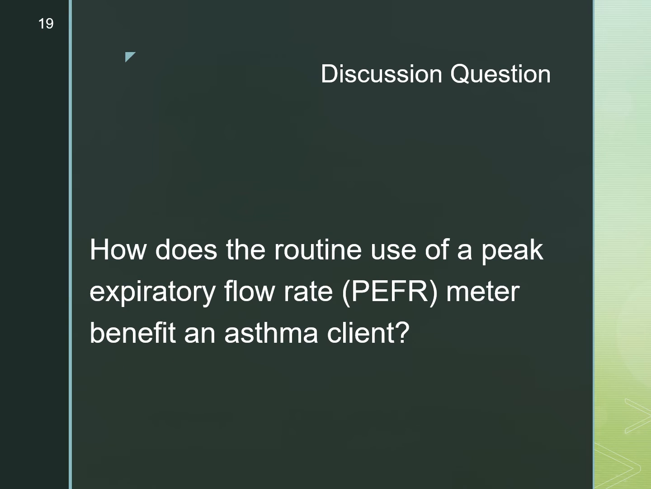Okay, so how does the routine use of a peak expiratory flow rate meter benefit that asthma client? This is going to help the client monitor the level of their control, basically telling us, do we need to do anything different? Do we need to adjust their treatment that day? Or do we need to contact the provider or go in to see the provider?